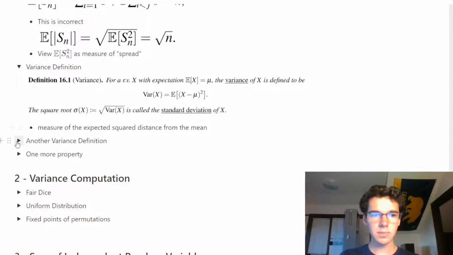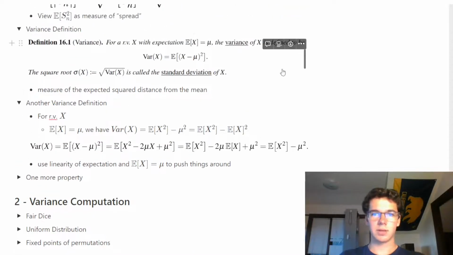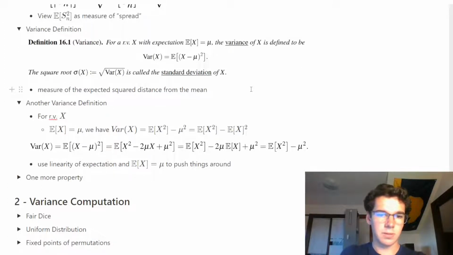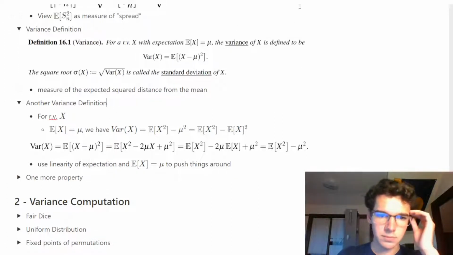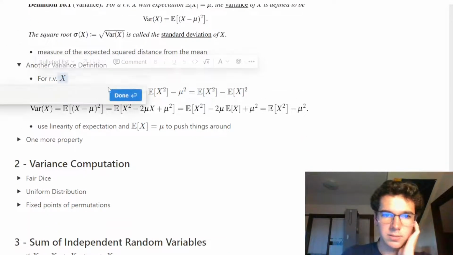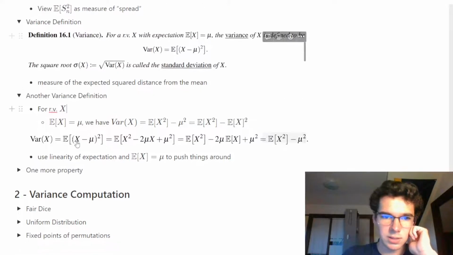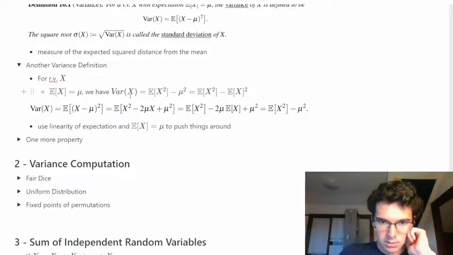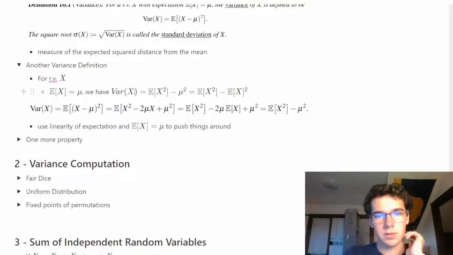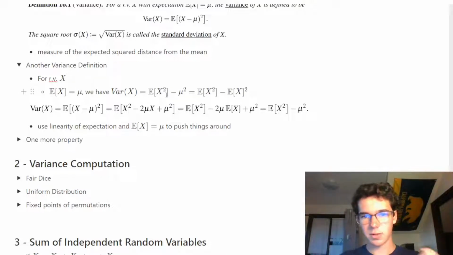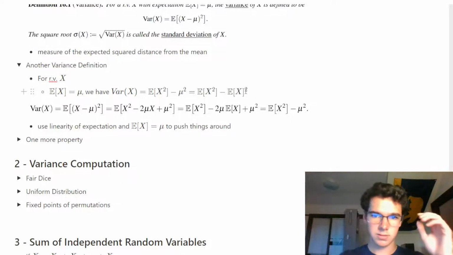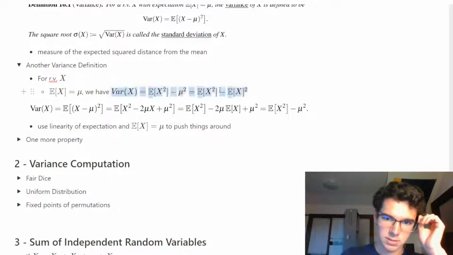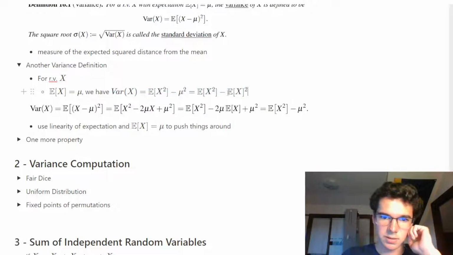Okay. We're going to introduce another definition that follows from this, which just makes proving subsequent theorems easier. So for some random variable x, we're going to define E of x as mu again. We're going to show that the variance of x is equal to the expectation of x squared minus the expectation of x, squared, if that makes sense. It's equal to this final expression right here.